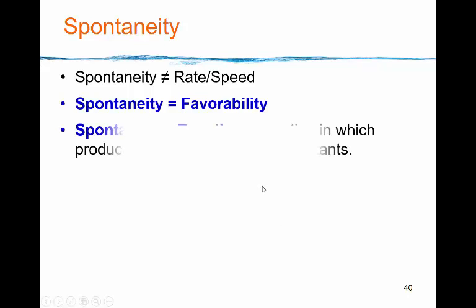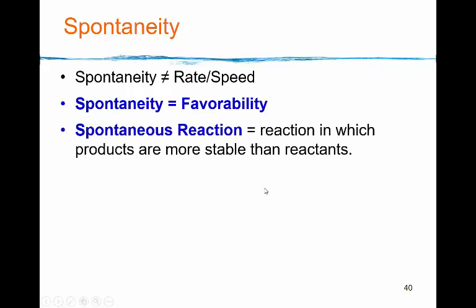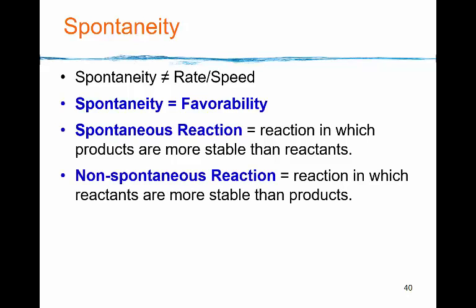A spontaneous reaction is a reaction where the products are going to be more stable than the reactants. So a spontaneous reaction will happen because you want to be more stable, so you're going to go more to the product side than the reactant side. Non-spontaneous reactions are where the reactants are more stable than the products. If you want to get them to do something, you're going to have to put energy into it, because they're already stable.